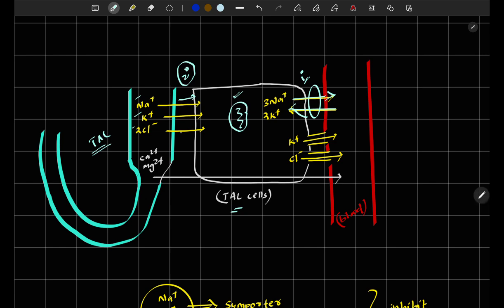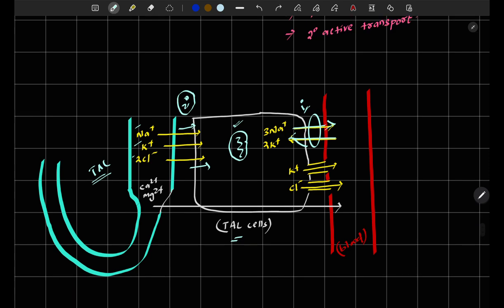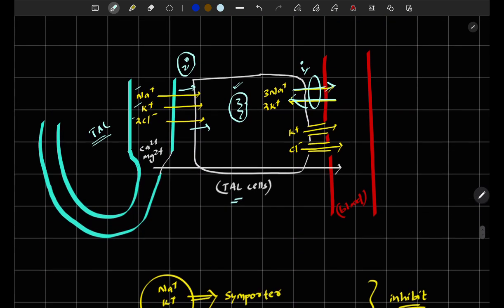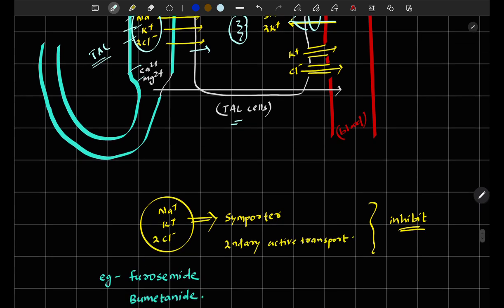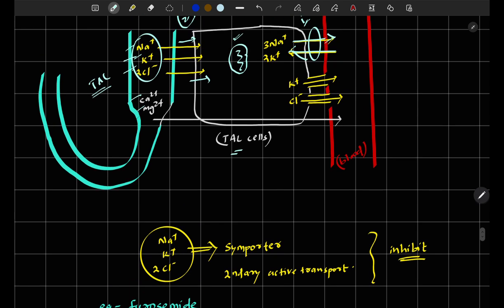And when chloride enters into the cells, along with it, calcium and magnesium are brought. So in the thick ascending limb, in this position, sodium, potassium, chloride, calcium and magnesium reabsorption occurs in normal physiological circumstances. And these three, sodium, potassium and chloride, are a symporter in the secondary active transport. Symporter means these three will move in the same direction.